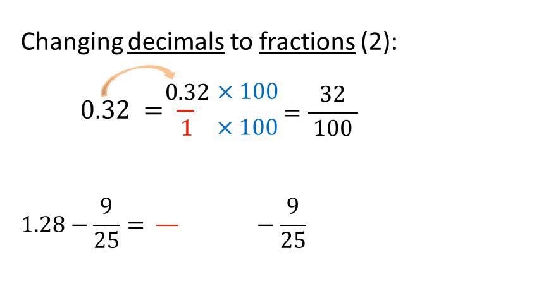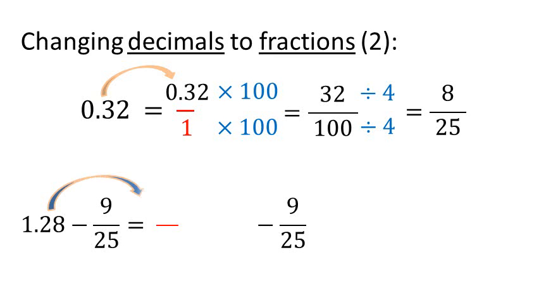Because 32 over 100 is not the simplest form, let's change it to the simplest equivalent fraction. Since both 32 and 100 have a common factor of 4, we divide both the numerator 32 and the denominator 100 by 4 to get 8 over 25. So 0.32 is the same as 8 over 25. Now let's calculate 1.28 minus 9 over 25.